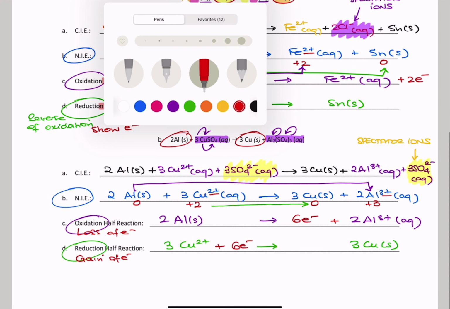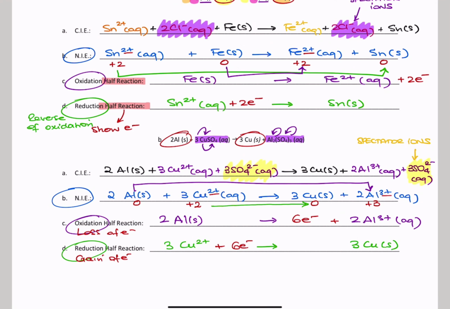Just remember that these reactions could be simplified, and C would be divided by 2 all the way, giving you Al solid gives 3 electrons plus Al3+ aqueous, and D can be simplified as well. You can divide by 3 this time, and you will get Cu2+ plus 2 electrons gives Cu solid.